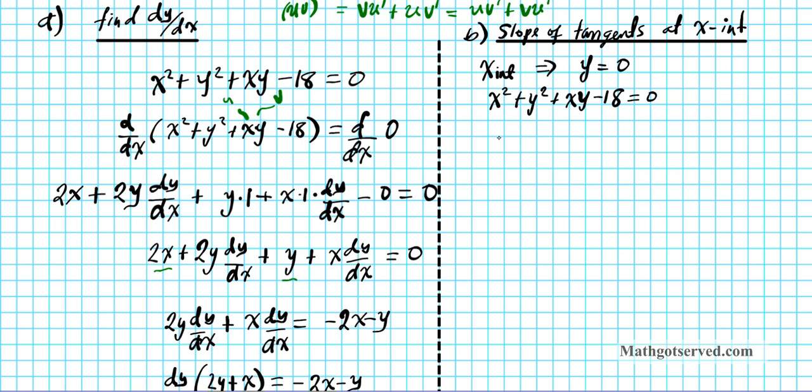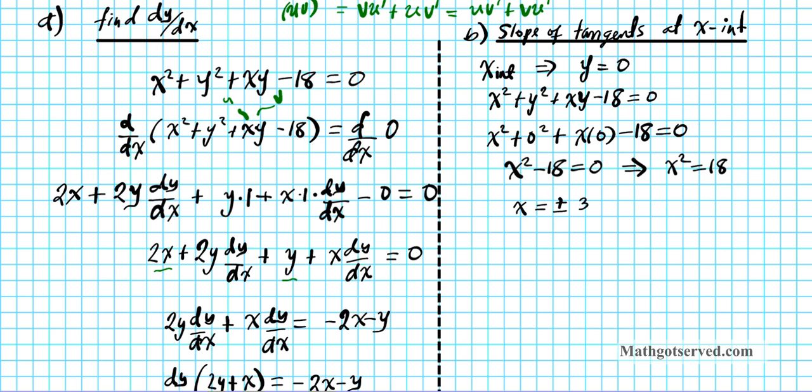All right, so let's go ahead and make the substitution. First, we're going to have x squared plus 0 squared plus x times 0 minus 18 equals 0. All right, so let's simplify this. We're going to have x squared minus 18 equals 0. If you add 18 to both sides, you have x squared equals 18. And then if you root both sides, you have x equals plus or minus 3 root 2. When you take the square root of 18, you can break it down. It comes out to 3 root 2.